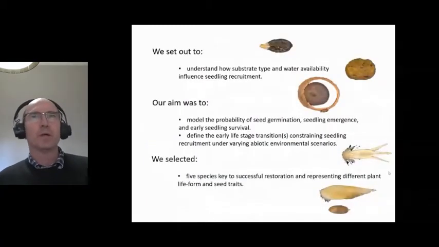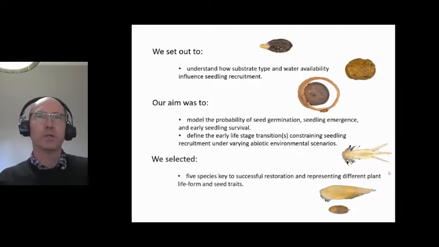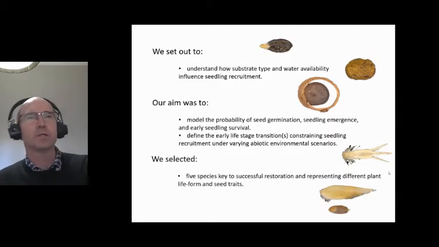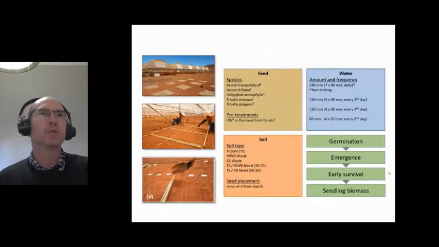So the research I'll talk about today, we set out to understand how substrate type and water availability influence seedling recruitment, and our aim was to model a probability of seeds transitioning through these 3 life stages of germination, emergence, and early seed survival. And we selected 5 species for this research that are key to successful restoration and representing different plant life forms and seed traits. So I'll take you through in a little bit of detail the experimental design.